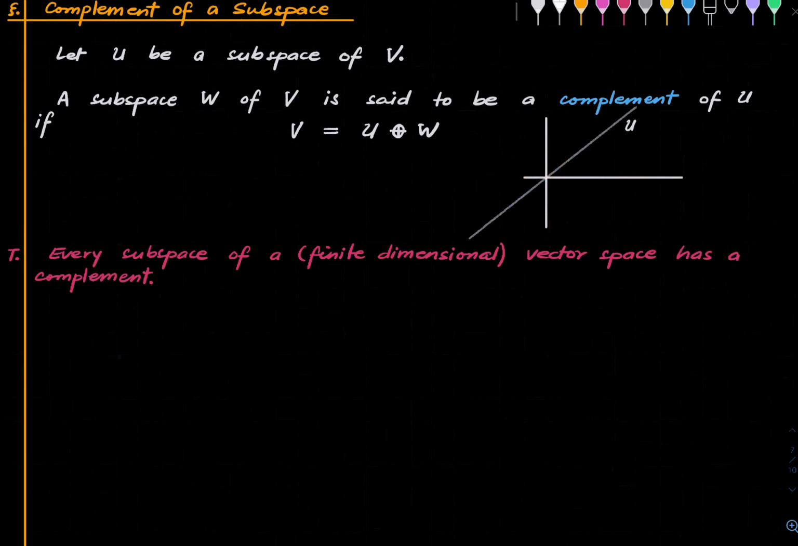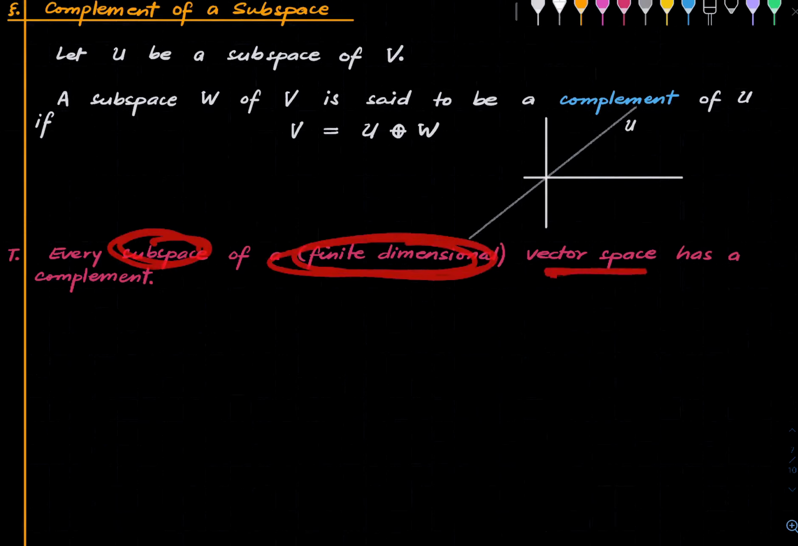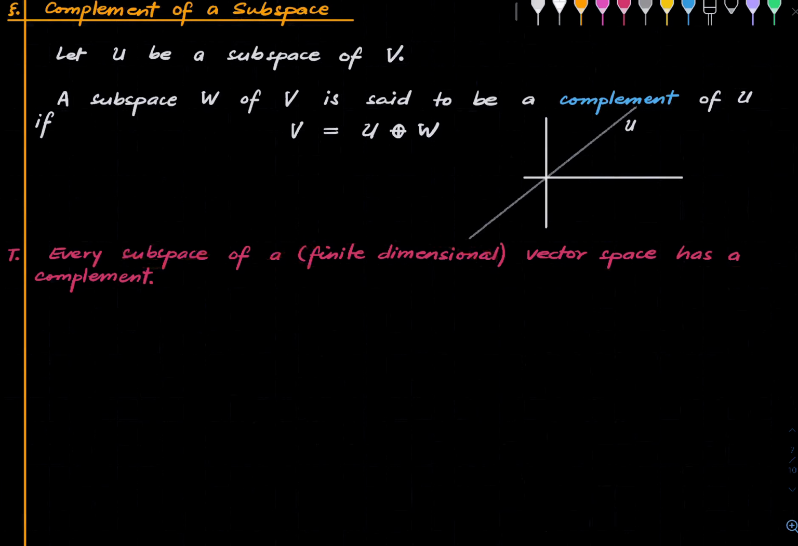And yeah, so the notion of a complement is not hard. It's also a very simple fact that every subspace of a, again, finite dimensional vector space has a complement. In fact, it will have many, many complements in general. Okay, so let's prove this. Very easy to prove.